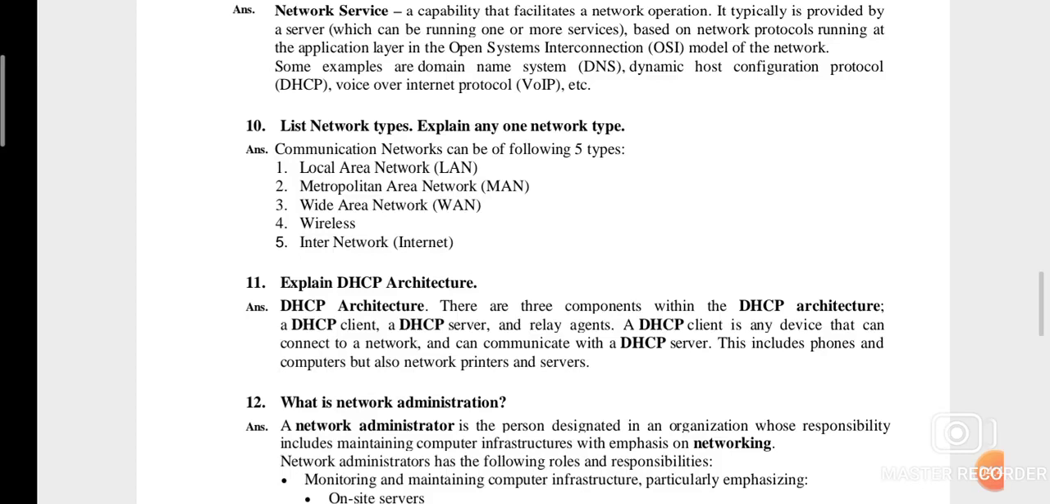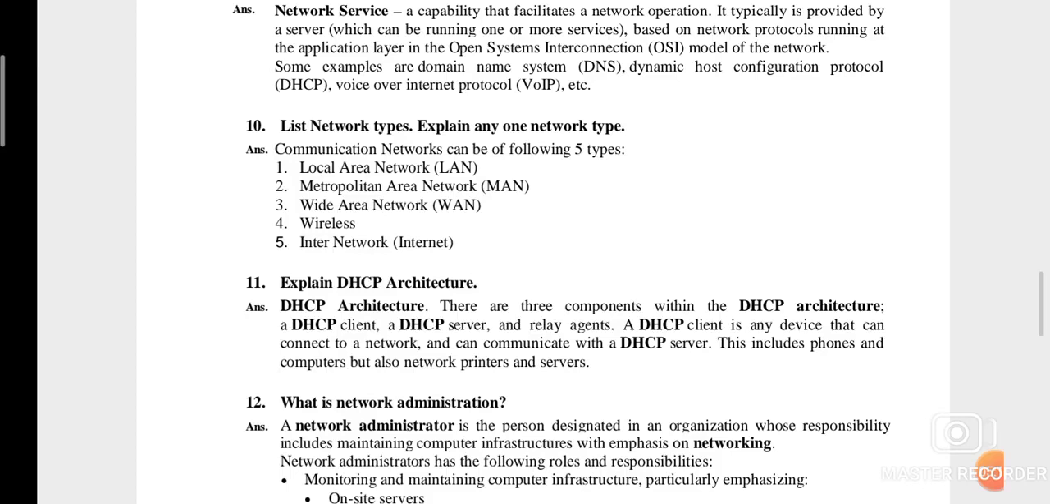So in the DHCP architecture, there are 3 components: first of all DHCP client, second one DHCP server and third one relay agent. A DHCP client is any device that can connect to a network and can communicate with a DHCP server, and these include phones and computers, but also network printers and servers.